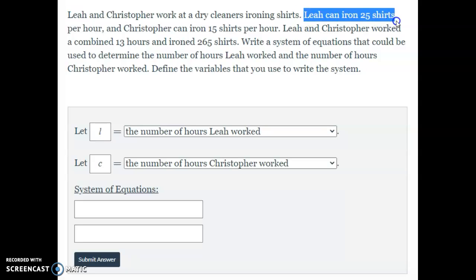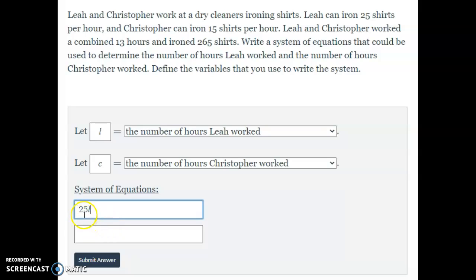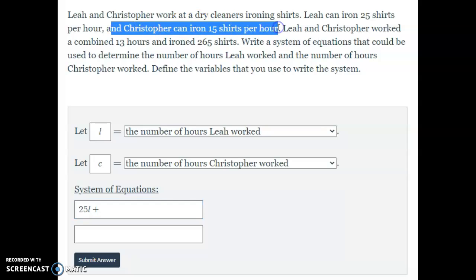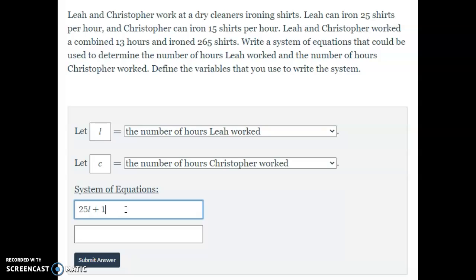She can do 25 shirts per hour. And I know that how many shirts Leah can do per hour, we're going to call L. So 25 shirts per hour, I'm going to write as 25L. She can do 25 shirts for every number of hours she worked. And remember, that's going to be our plus symbol. And Christopher can iron 15 shirts per hour. That's Chris's, so I can say 15C. Now I'm going to have to set it equal to something.